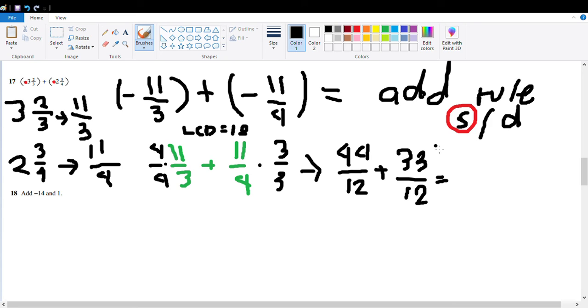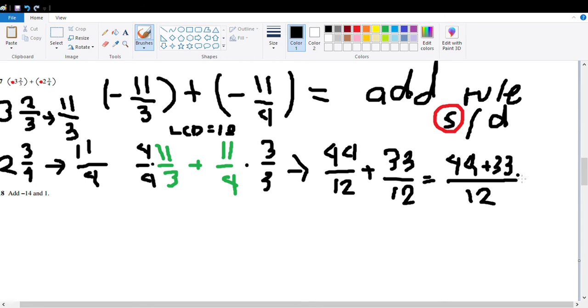Again, don't start crossing out things. We're not crossing out, we're not multiplying. What we simply want to do is add the top numbers, not the bottom numbers. So it's just going to be 12 and 43. We're simply going to add 43 and 33. 44 plus 33 is 77 over 12.